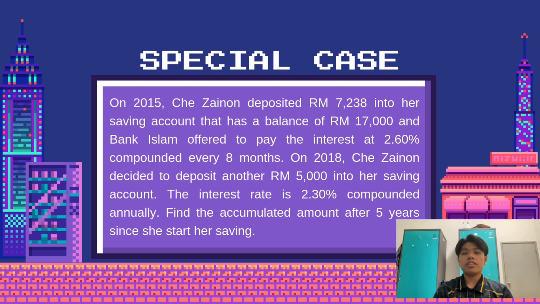Let's look at the question on our special case. In 2015, Cik Zainun deposited 7,288 ringgit into her savings account that has a balance of 17,000 ringgit, and Bank Islam offered to pay interest at 2.60% compounded every 8 months. In 2018, Cik Zainun decided to deposit another 5,000 ringgit into her savings account. The interest rate is 2.30% compounded annually. Find the accumulated amount after 5 years since she started her saving.